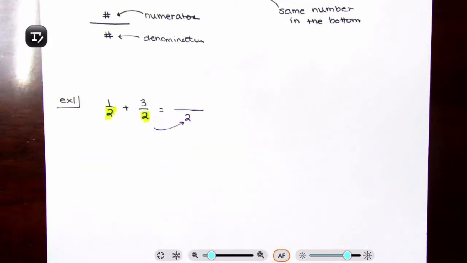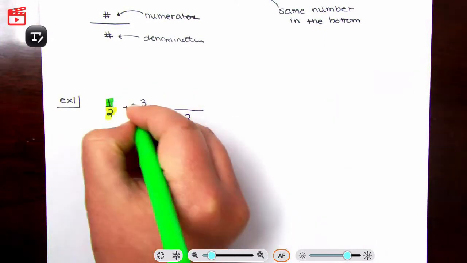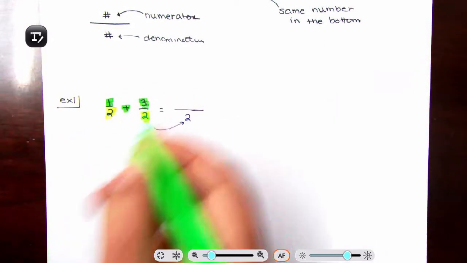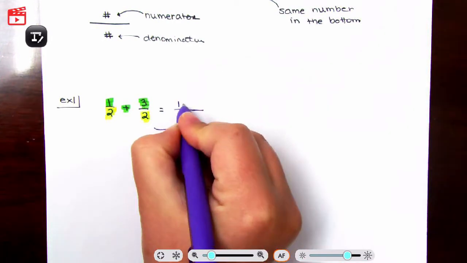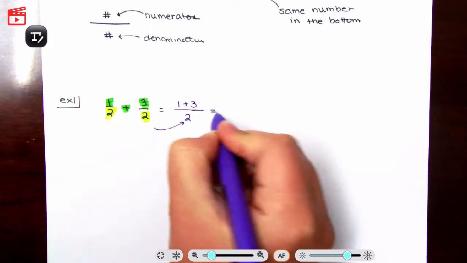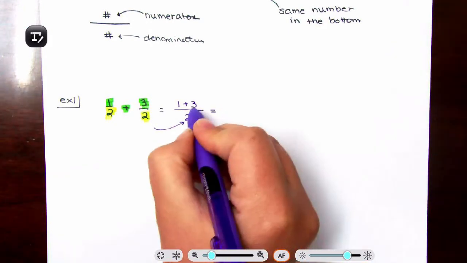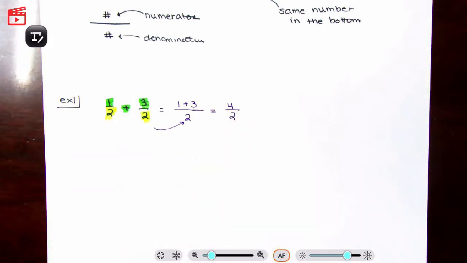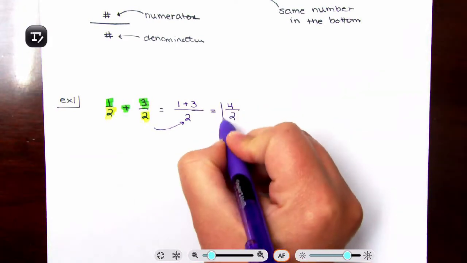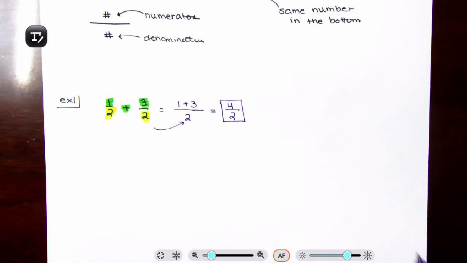Now, what you do in the numerator, what you do on the top, is you take everything, 1 plus 3, that is in the top, and you're going to write it in the top. So you have 1 plus 3. Then you're going to add, which is 3 plus 1, which is 4. And here is your answer.